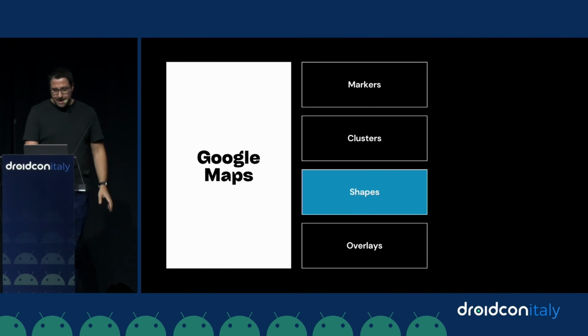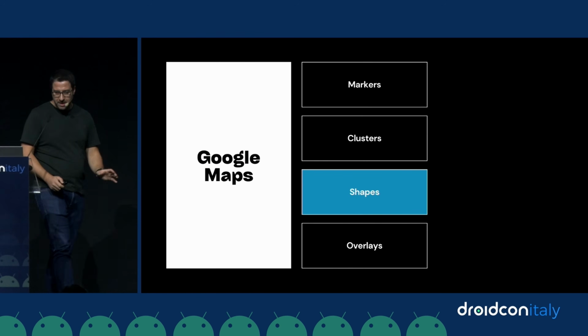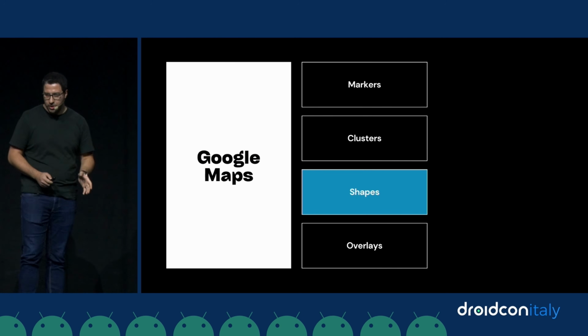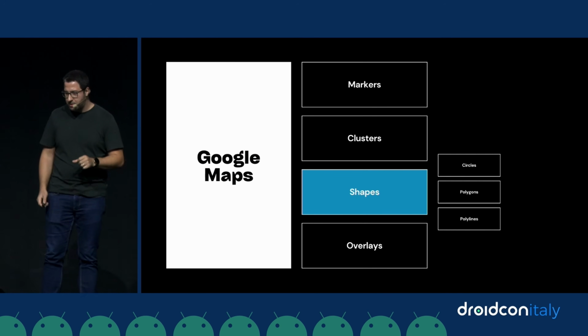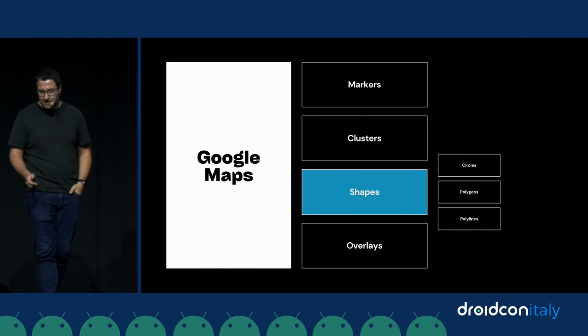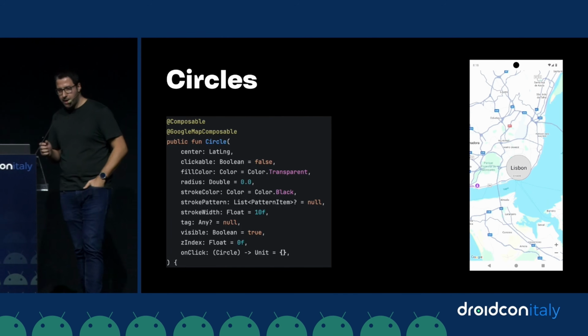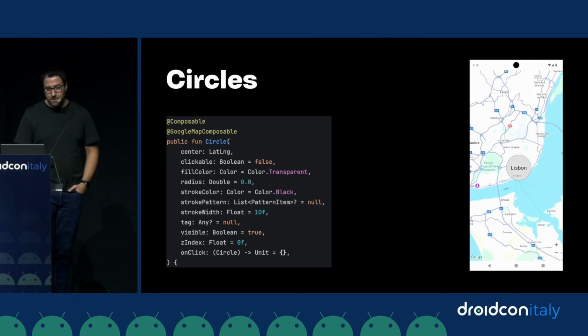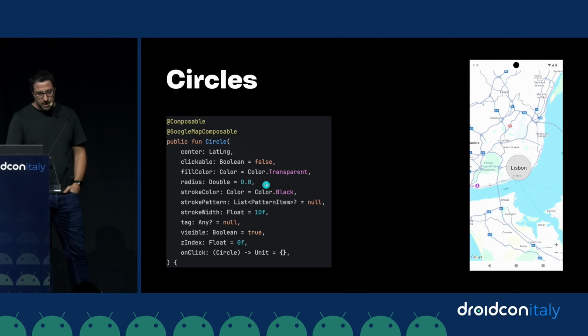All right, so as I said, we don't have much time to cover shapes and overlays, but just to give you a very quick overview of what you can do with shapes, there are three types of shapes: circles, polygons, and polylines. And the way of configuring them, this is the circle composable, is just by setting up a center coordinate and a radius, for instance. You can of course configure the colors of the circle. You can configure the stroke of the circle. You can, for instance, use a dashed line or a full line.